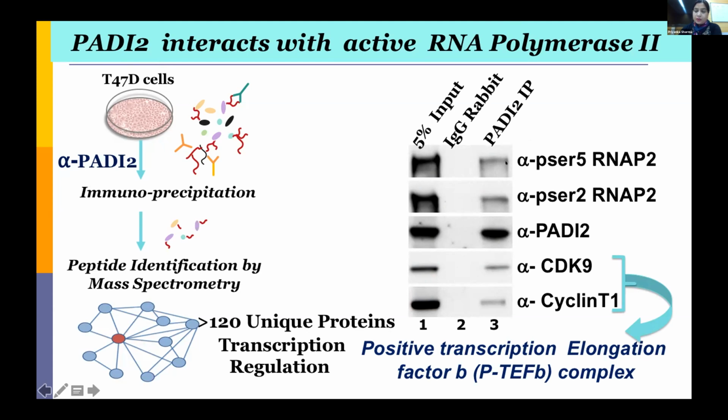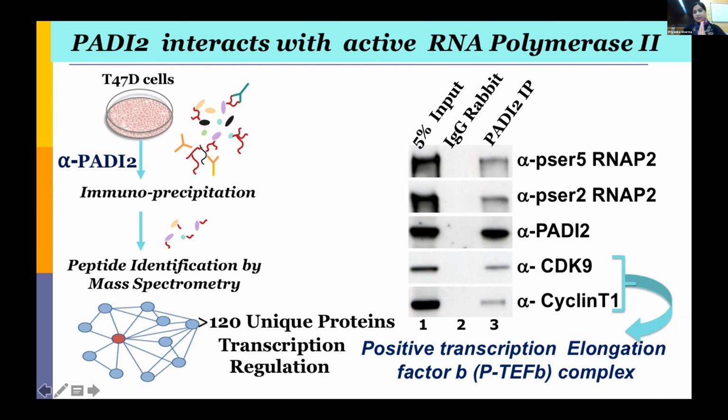Some of you already know that the polymerase can be phosphorylated at the 5 position and the 2 position, and we can figure out that PADI2 interacts with the serine 5 as well as the serine 2 phosphorylated form of RNA polymerase. In simple terms, it means that the active or elongating form of RNA polymerase interacts with PADI2. Not only this, you also see over here that PADI2 interacts with components which bind with the active RNA polymerase II, and one of these components is made up of CDK9 and cyclin T1, which is known as the positive transcription elongation factor B complex.